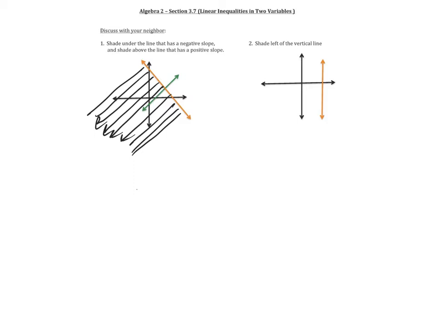Okay, so that's the shaded region for below the negative slope line. What's the other thing it asks? It says shade above the line that has a positive slope. Obviously the one that has a positive slope is the other one, right? So you're going to go ahead and shade above this one.